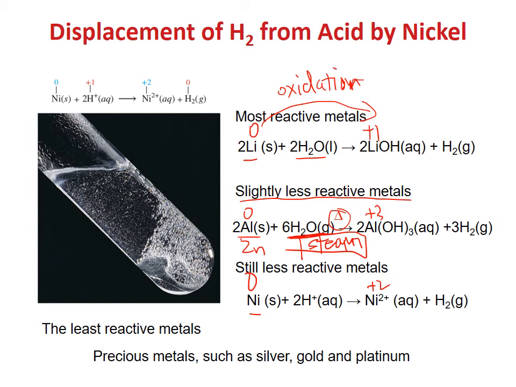And the hydrogen in water is positive 1 and becomes 0. So positive 1 becomes 0. So the hydrogen ion is reduced. This is a reduction reaction. And therefore these metals are also called reducing agents.